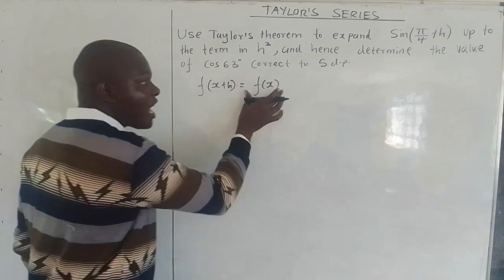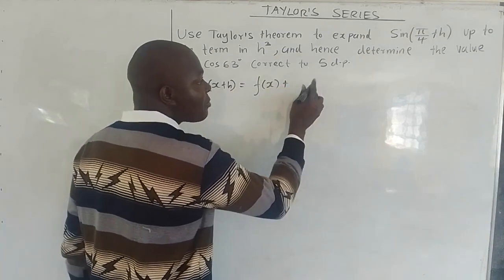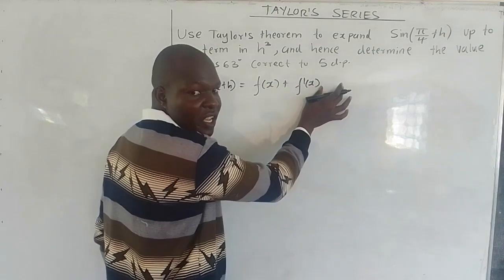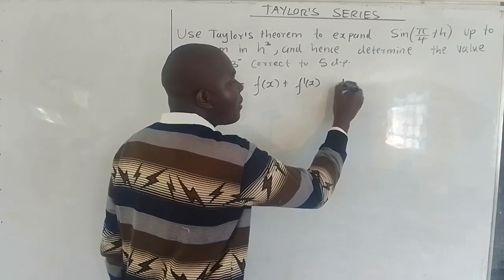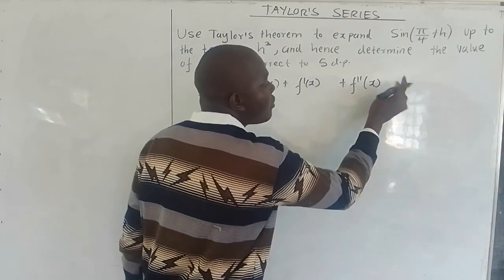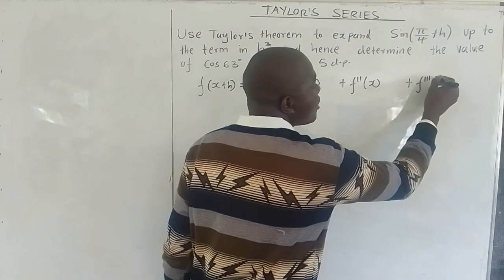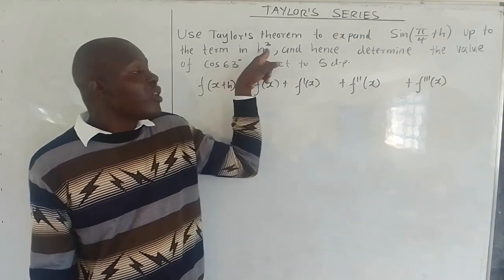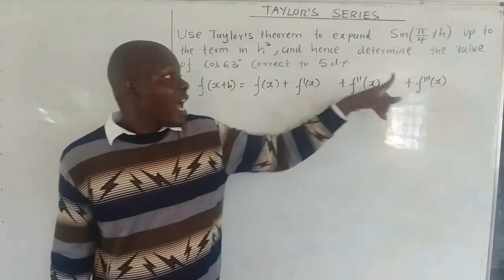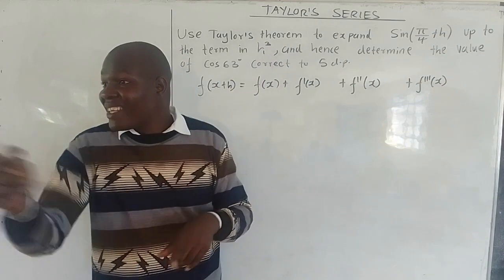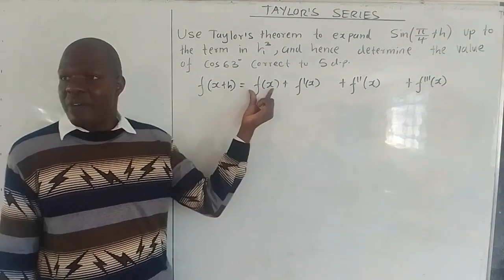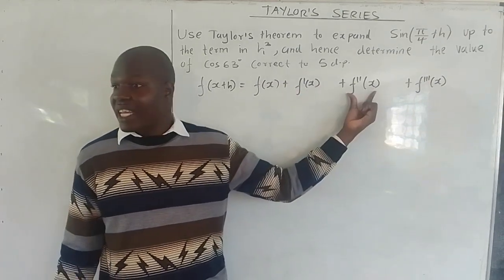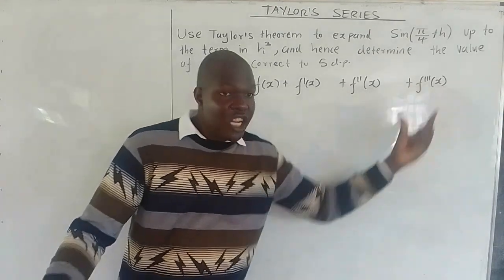So the first term will be f(x), then plus, you leave a space, then you have f'(x), then you leave a space. You differentiate it for the first time, then plus, you differentiate it for the second time, you leave a space, then plus, you differentiate it for the third time. You are reaching f''' because we have been told to reach up to h to the power 3. Meaning f''' is where we have h cubed, isn't it? So you start with the function f(x), then f'(x), then f''(x), then you differentiate for the third time.